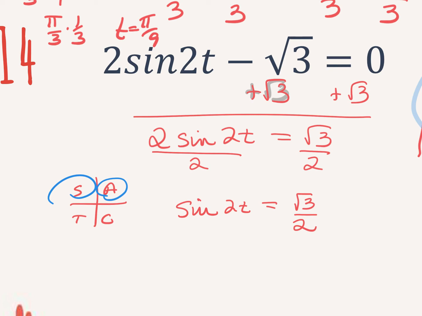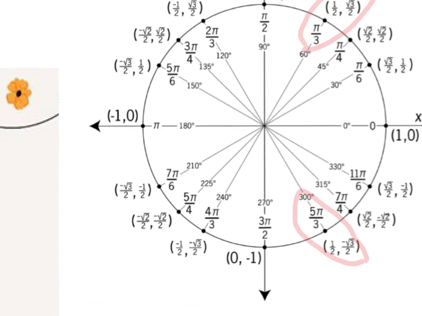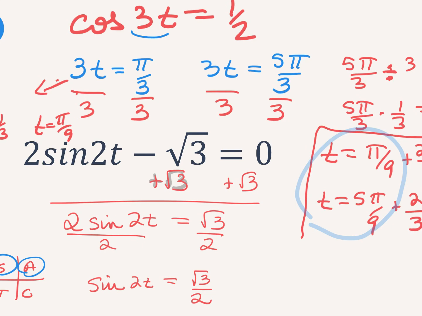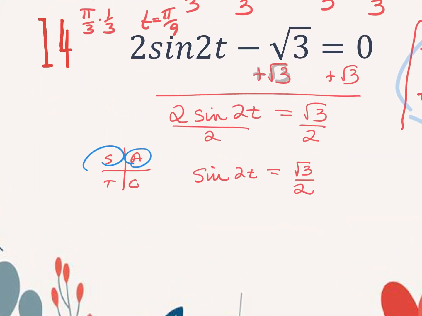So I'm going to come down here, or up here, sorry, and find where I have square root of 3 over 2, and I already have it at pi over 3, and then the other one is at 2 pi over 3. So these are my two angles where the y of the ordered pair is square root 3 over 2. So let me go ahead and write that down. So here, 2t equals pi over 3. 2t equals 2 pi over 3.